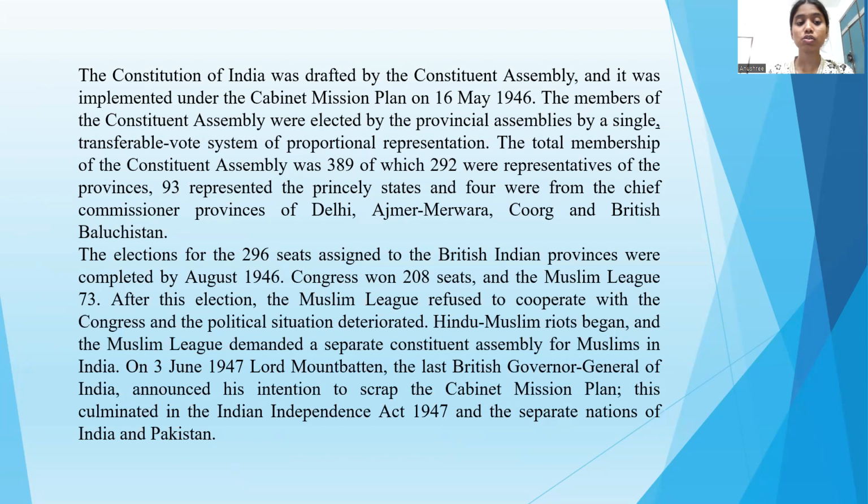The elections for the 296 seats assigned to the British Indian provinces were completed by August 1946. Congress won 208 seats and the Muslim League 73. After this election, the Muslim League refused to cooperate with the Congress and the political situation deteriorated. Hindu-Muslim riots began, and the Muslim League demanded a separate constituent assembly for Muslims in India.